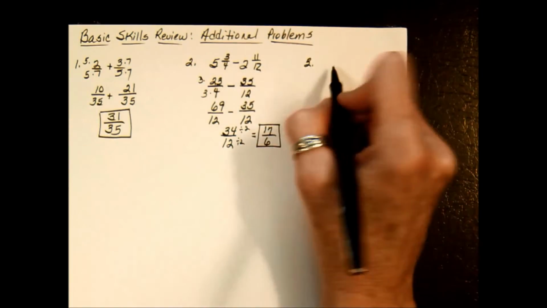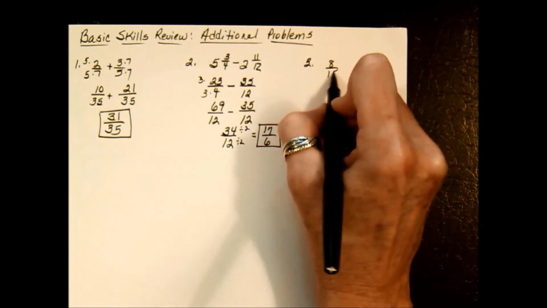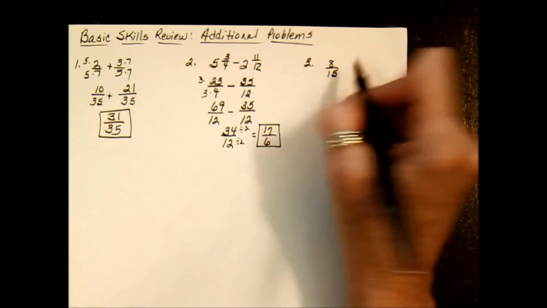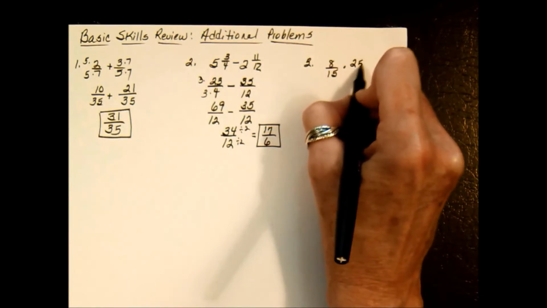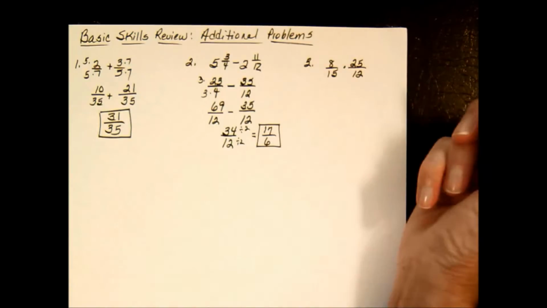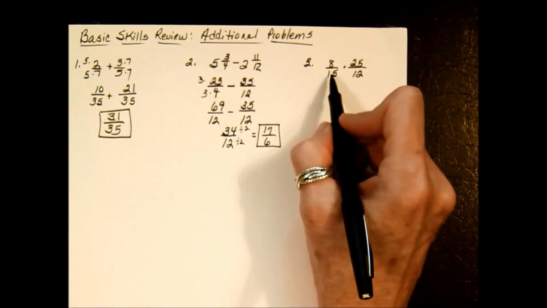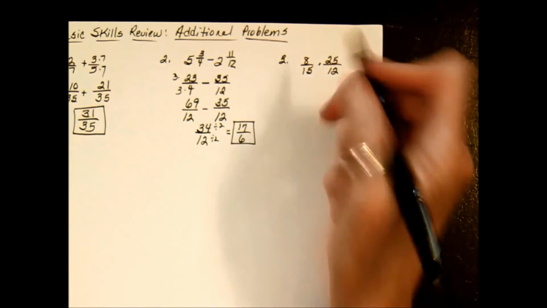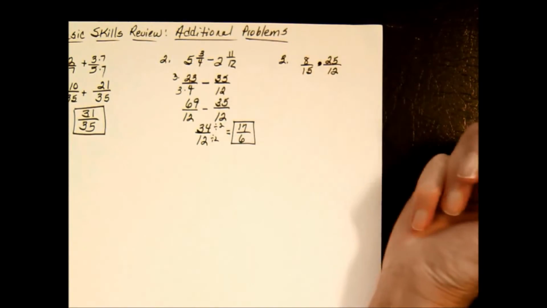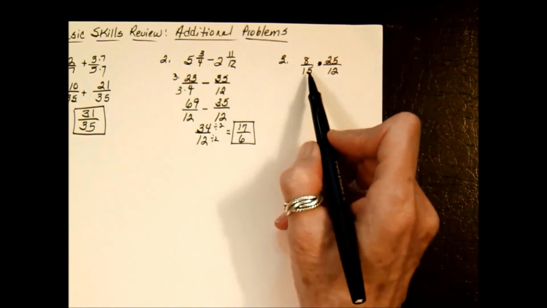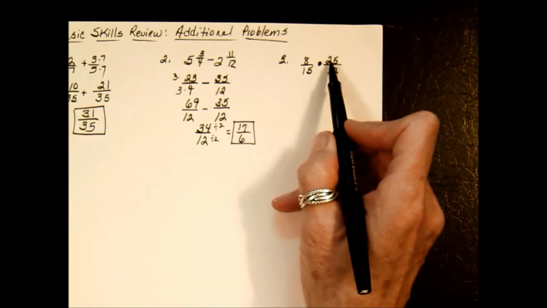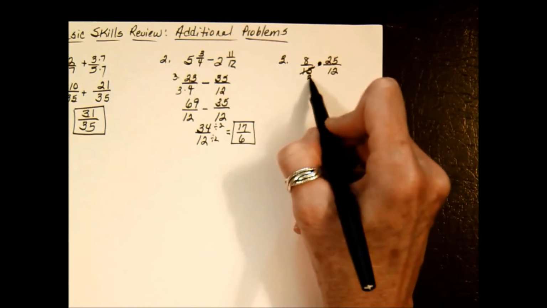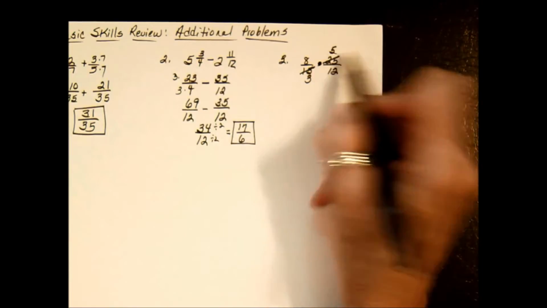Number 3, we have 8/15. Now this is multiplication times 25/12. So I do not need to have a common denominator when I multiply or divide, and since I am multiplying, I can cross cancel. So I'm looking for a number that goes into both 15 and 25. That would be 5. Goes in 3 times, it goes in 5 times.